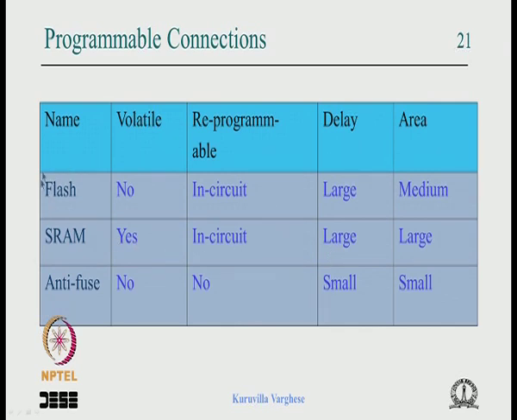So in flash technology, it's non-volatile. Once you program it, it retains until you erase it. It's good that way. It is reprogrammable in circuit, and the delay is quite large, area is medium. But when it comes to SRAM, it is volatile, that means at power on it has to be reprogrammed. But then you know that flash has some limitation on the number of times you can program. It's not a serious limitation as far as FPGA is concerned.